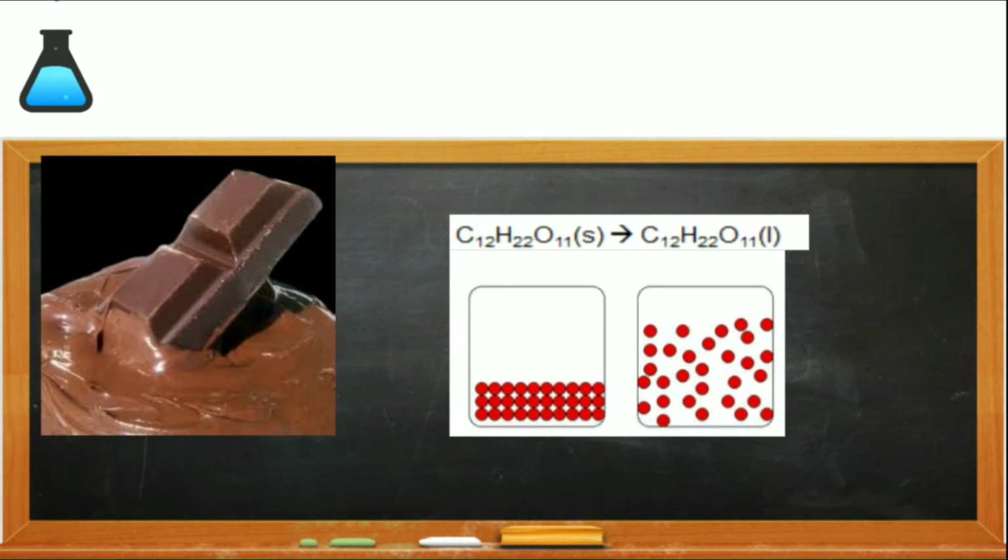Another really good example of a physical change is melting of chocolate. So here I've simplified the formula to just be that of sugar, but if you melt a substance, the formula you begin with and the formula you end with are the same. The only difference is the state of matter. So I began with a solid where the particles are very tightly compacted and tightly arranged, to a liquid where the particles are able to flow a little bit more, but there's still no new bonds, no new properties.